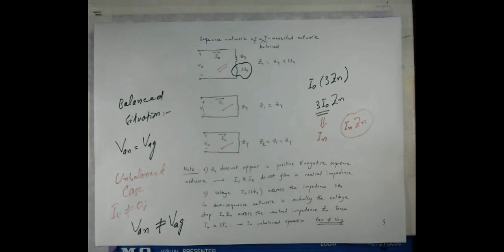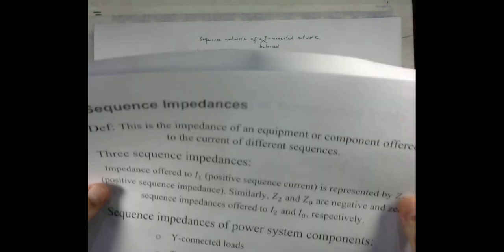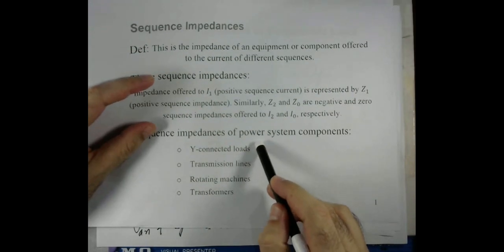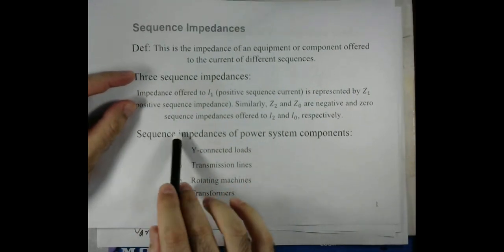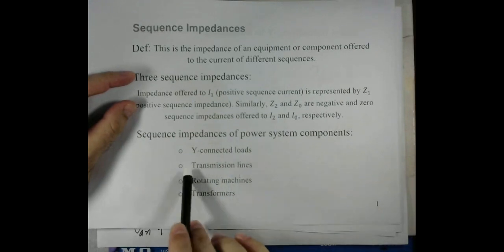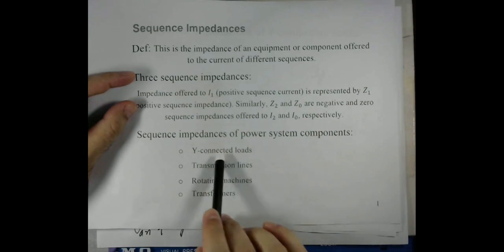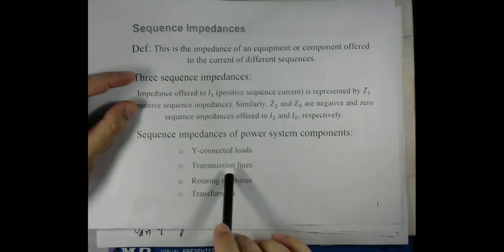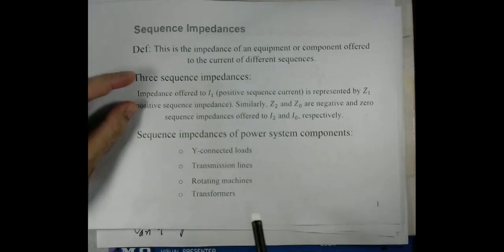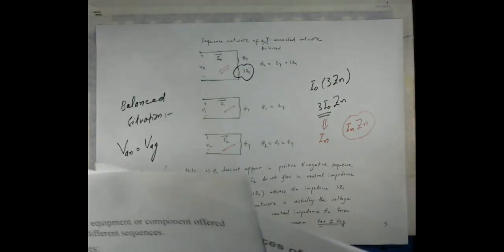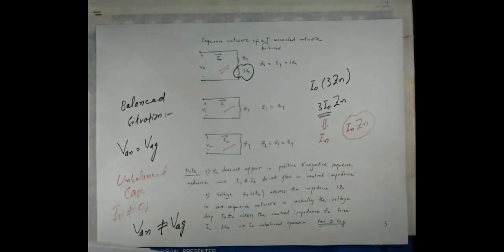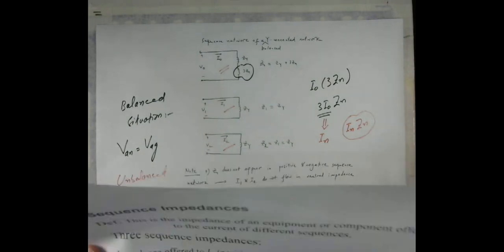Also we then solved a problem as well. So now as I mentioned in the beginning, we have talked about the Y connected loads, or the sequence impedances of the Y connected loads. Now we will start this lecture with the sequence impedances of the transmission lines, and then I will also cover the rotating machine. So now let's start with the transmission lines.